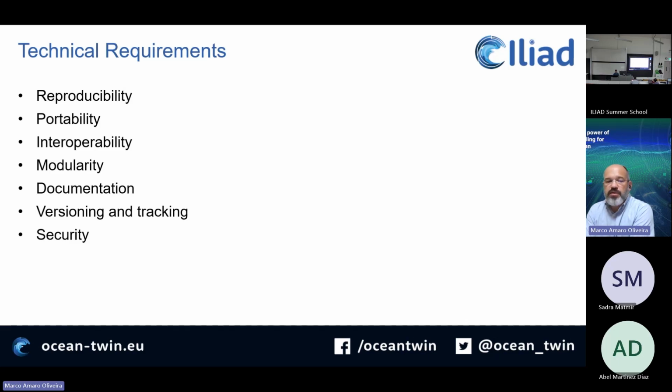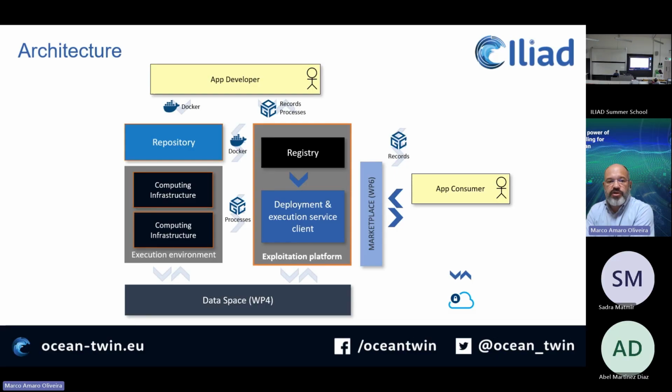Ensure interoperability by ensuring that these models can be run anywhere and the results can be easily achieved in an interoperable fashion. Modularity, ensuring that our pipelines can be a set of tools that can then be reused in other pipelines. In the part of the documentation, ensure that we have enough documentation on the application packaging, allowing for versioning and tracking of this versioning on the models, and also having security in mind.